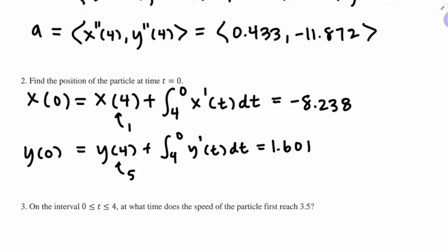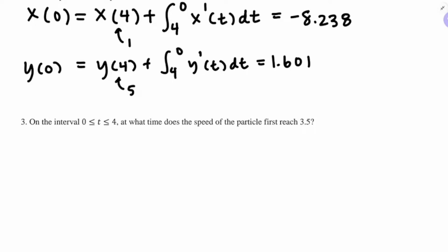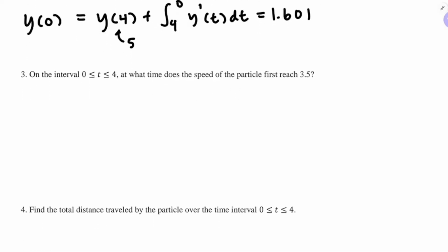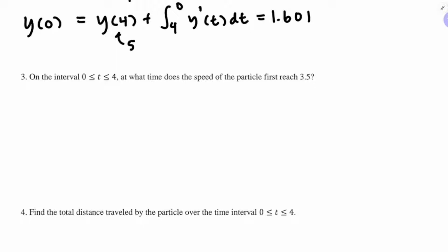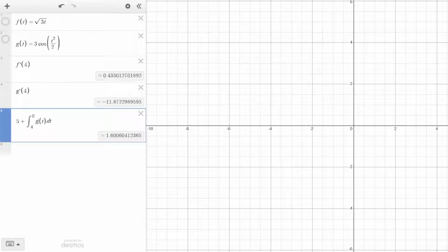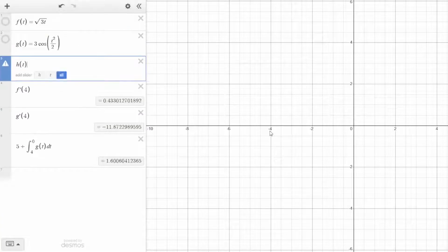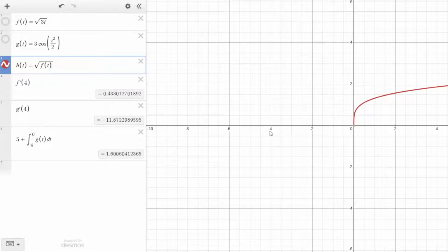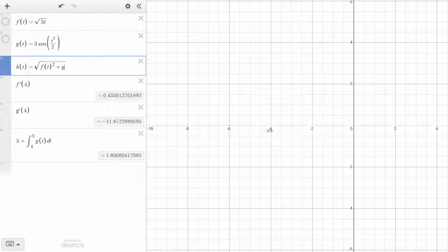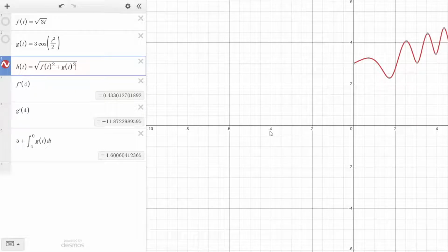Okay, now, on the interval 0 to 4, at what time does the speed of the particle first reach 3.5? One thing I did recommend in some of my classes, but didn't remember to do in all of them, was to maybe after f and g define also an h(t) function, which is the square root of f(t) squared plus g(t) squared.